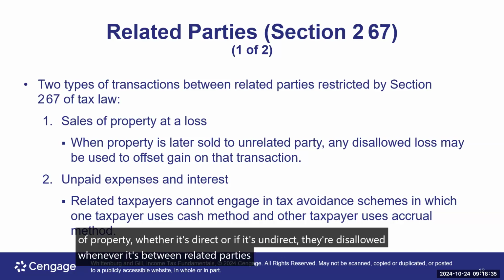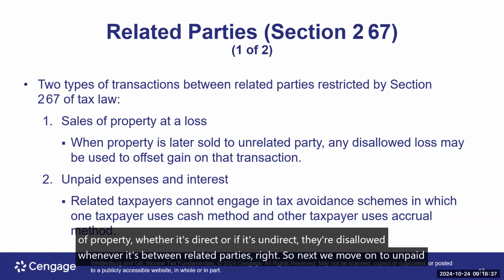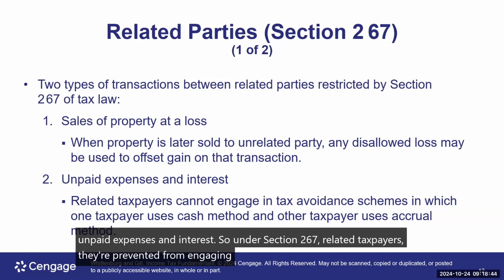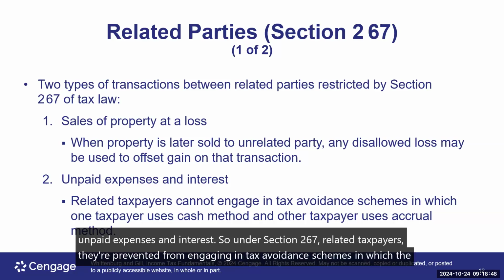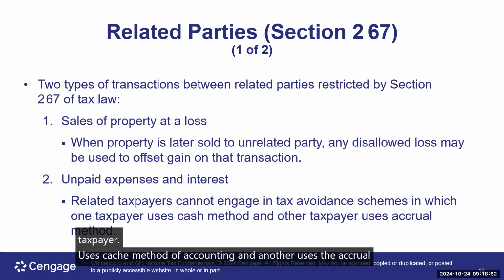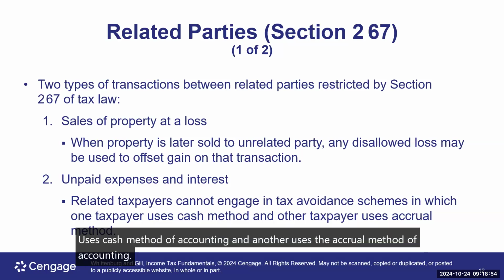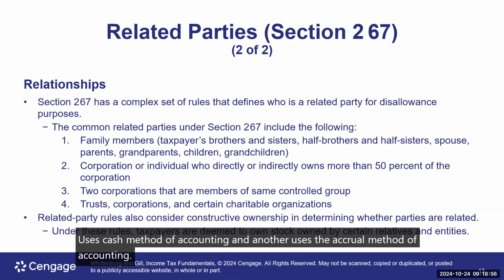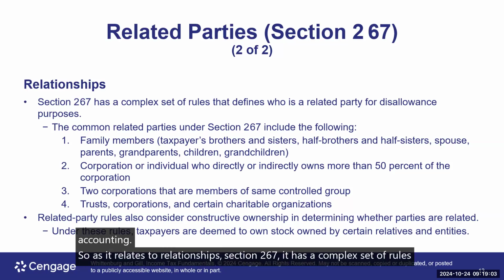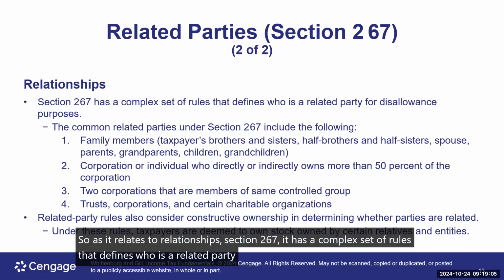So next we move on to unpaid expenses and interest. Under Section 267, related taxpayers are prevented from engaging in tax avoidance schemes in which one taxpayer uses the cash method of accounting and another uses the accrual method of accounting. As it relates to relationships, Section 267 has a complex set of rules that defines who is a related party for disallowance purposes.